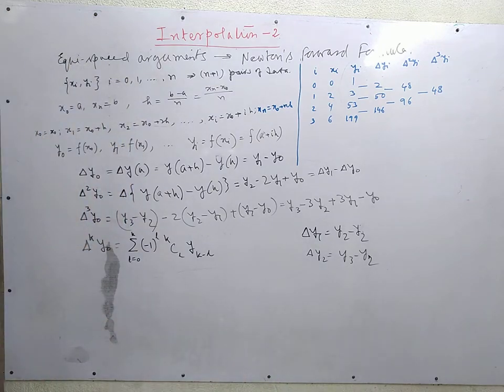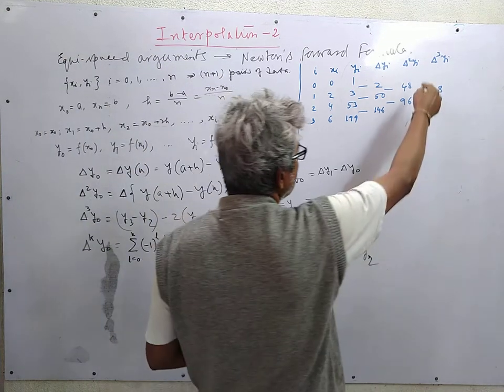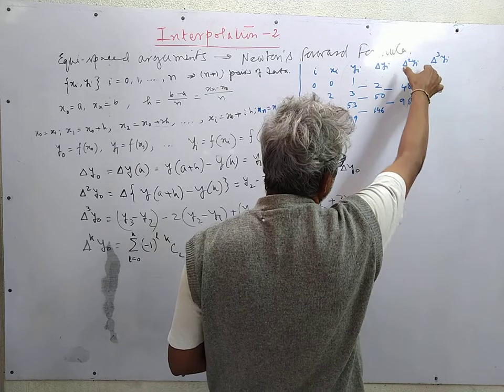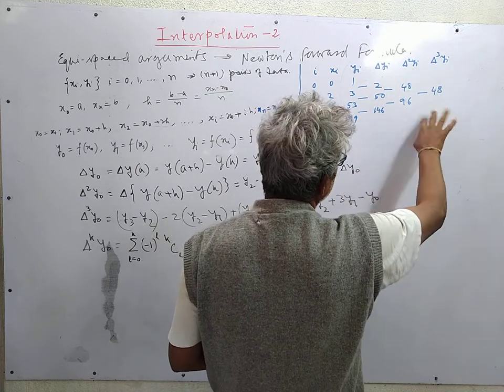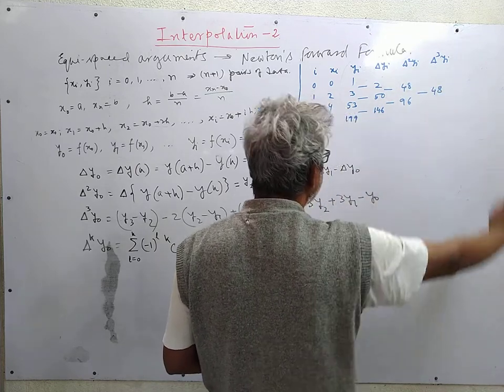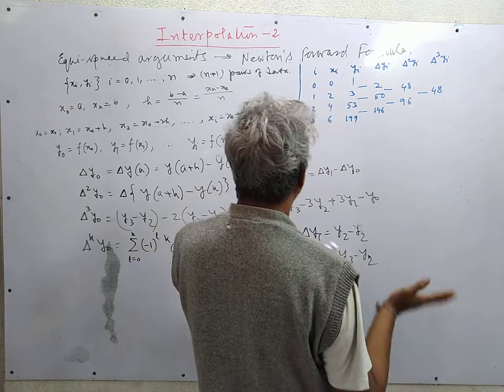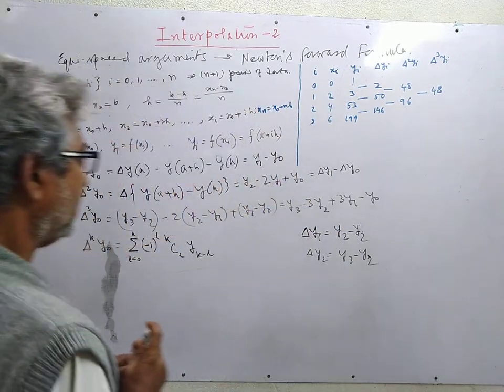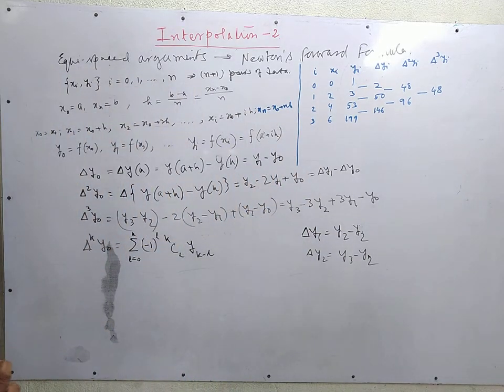And if it is found that a difference comes out to be a constant, then the higher order differences will obviously be 0, wherefrom we can conclude the order of the polynomial. If delta 4 becomes 0, then we conclude that it is a polynomial of order 4.